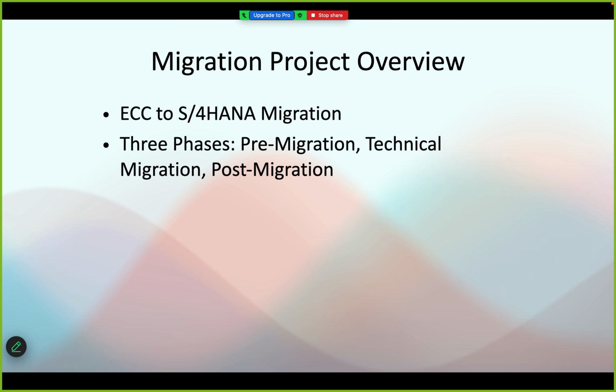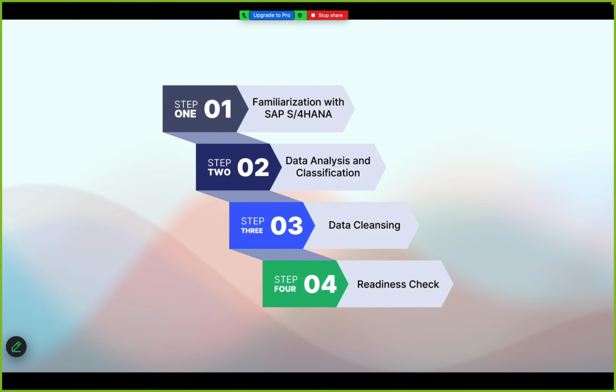So there are some basic steps that we are going to discuss here in this session. We are going to understand the four main migration steps. We have categorized them into four, wherein the first step would be familiarization with SAP S4 HANA. Then we have data analysis and classification, data cleansing, and readiness check. These are the steps that we're going to discuss in more detail.